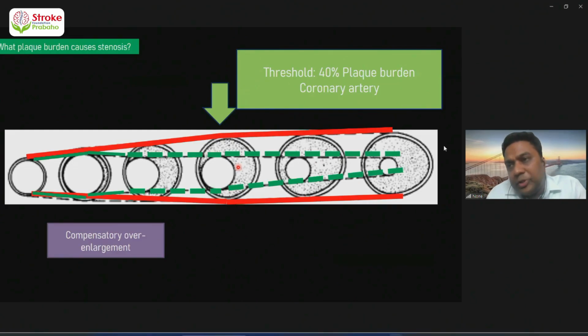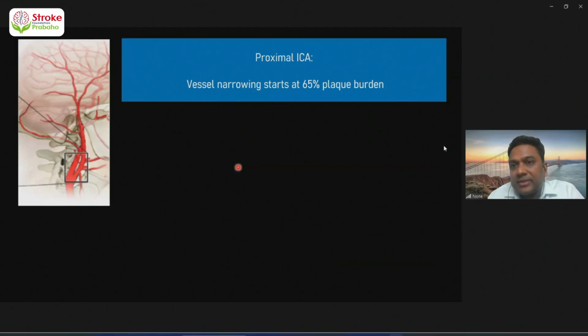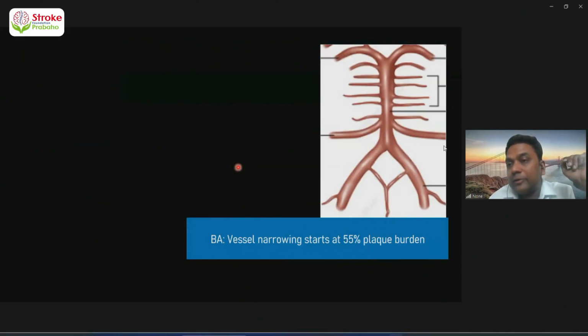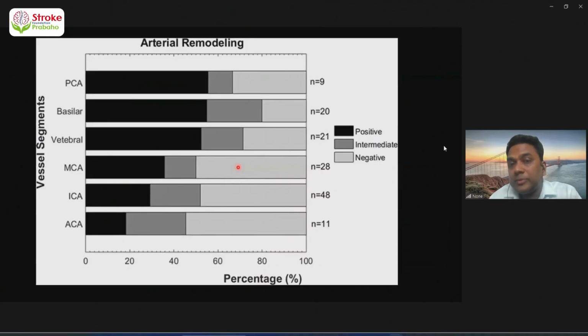In the coronary artery, you need a 40% plaque size to see some change in the luminal size. In the internal carotid artery, you need a 65% plaque burden, meaning a lot of these arteries which look normal to you may have a plaque, and this type of plaque is more aggressive. Therefore we need some imaging way to look at whether all these cryptogenic strokes may be having a plaque which is positively remodeled and we are not aware of it. And in the basilar artery, we need a 50% or more plaque burden to be able to cause a stroke.